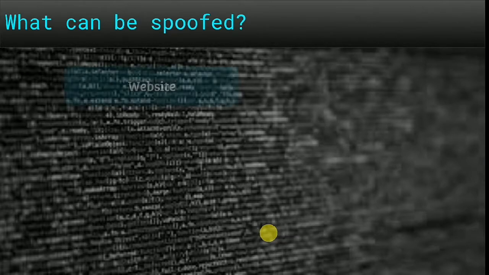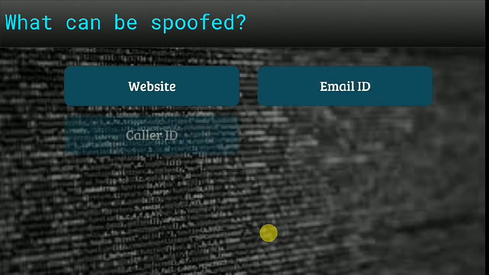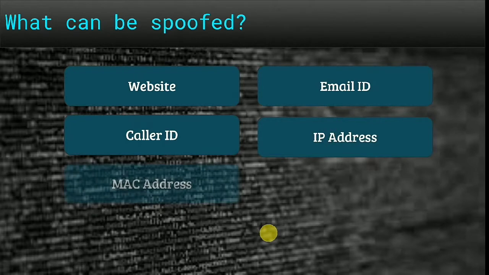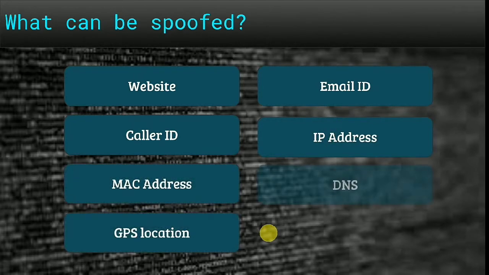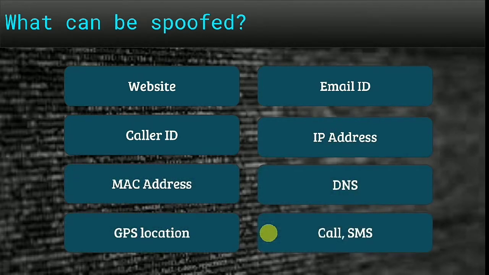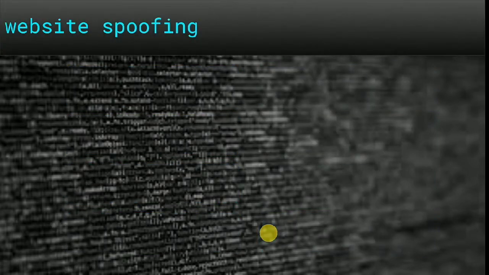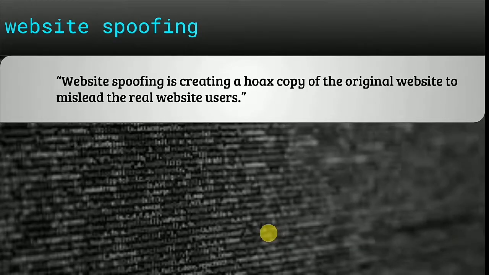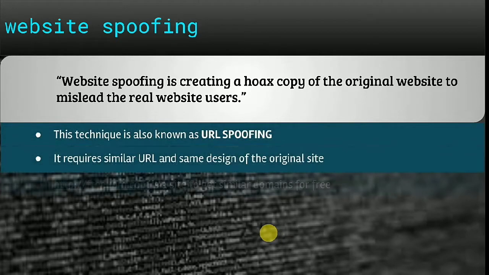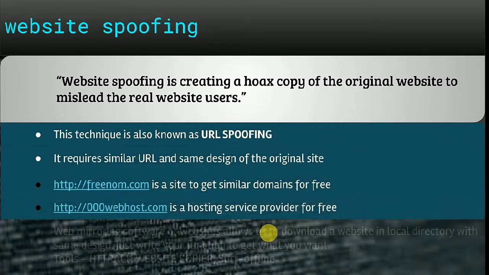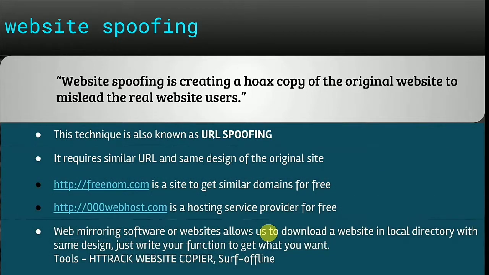What can be spoofed? Website, email, caller ID, IP address, MAC address, GPS location, DNS, and call and SMS. These are the types you can spoof. First of all, I am discussing website spoofing. Website spoofing is creating a fake copy of the original website to mislead real website users. Tools can also spoof. The technique is also known as URL spoofing.